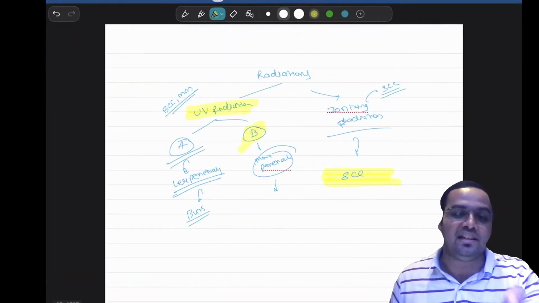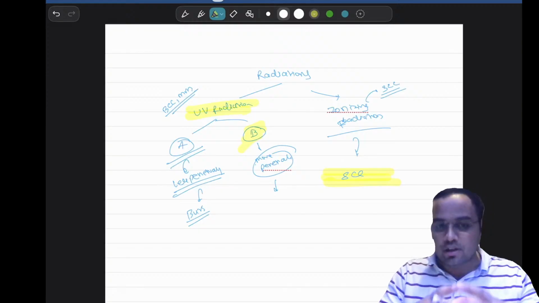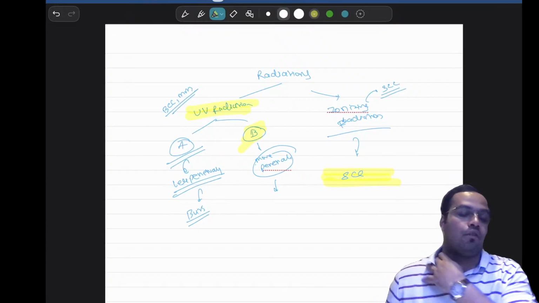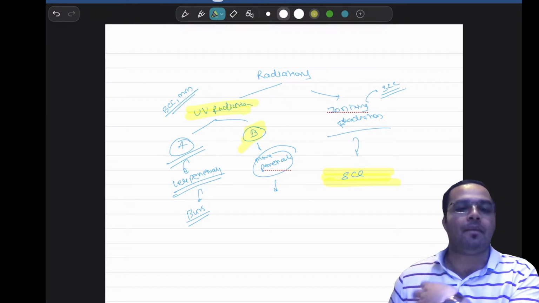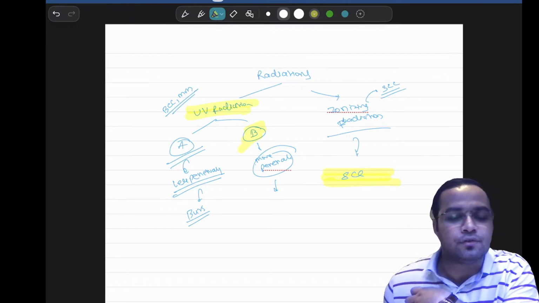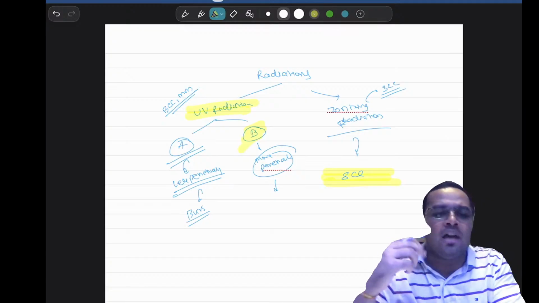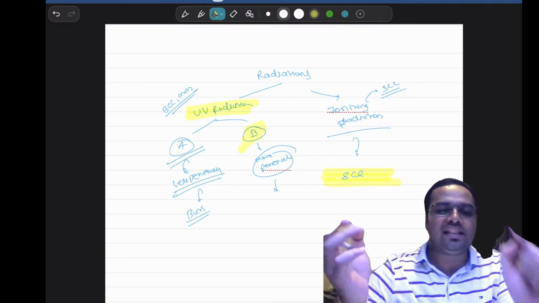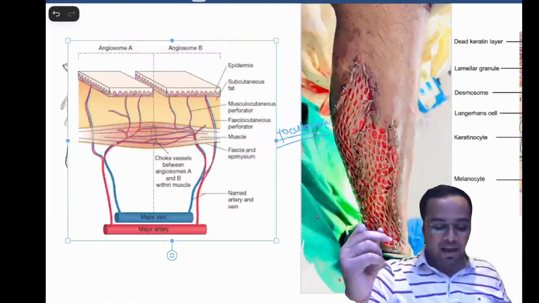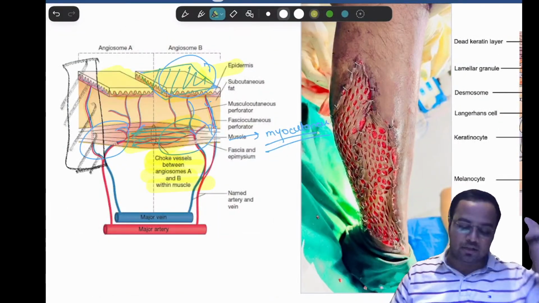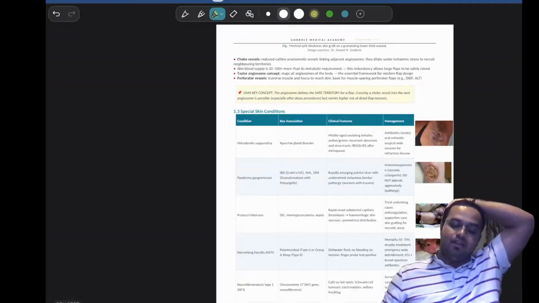So the choke vessel is going to extend the region from where you can pick up the flap. What are those flaps we know? Yes, we know the flaps which are PMMC, pectoralis major myocutaneous flap, and latissimus dorsi flap. So why don't we just pick up the skin? Because the skin angiosomes are very narrow, and to extend their blood supply, we pick it up along with the muscle, because muscle has a rich blood supply. So this is nothing but the skin angiosome concept.